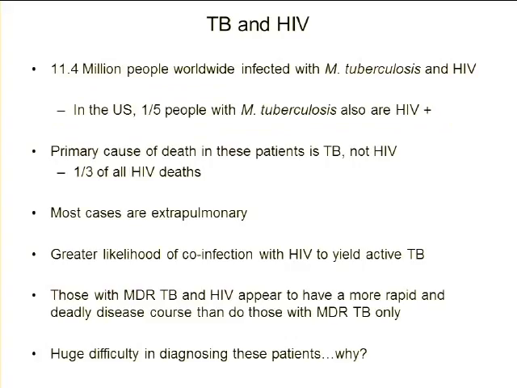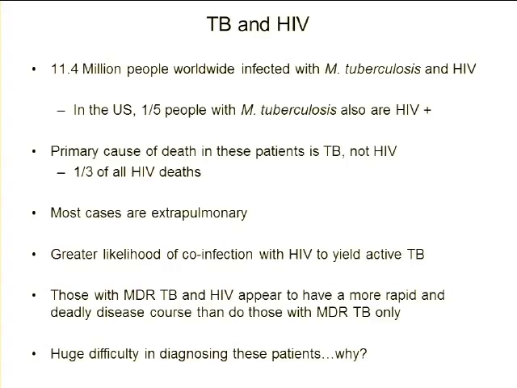Okay? Most of the cases are extrapulmonary. Again, normal immune systems, just as I've said a few times now, those with normal immune systems typically don't get extrapulmonary TB. Okay? Immune compromise is one of the factors that can lead to extrapulmonary TB. There's a greater likelihood of co-infection with HIV patients yielding active TB.